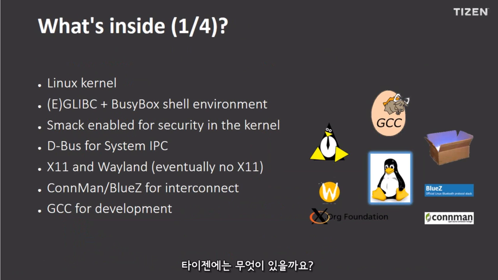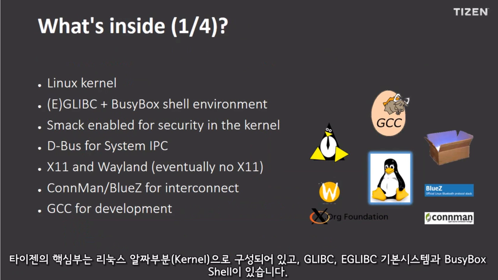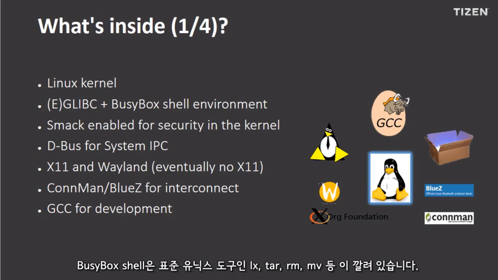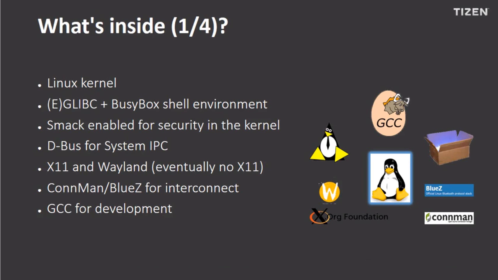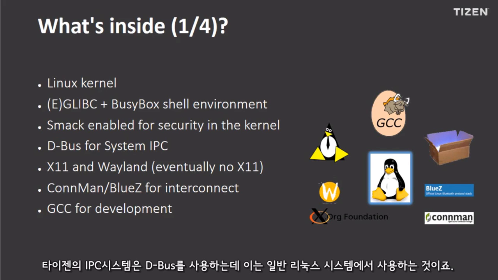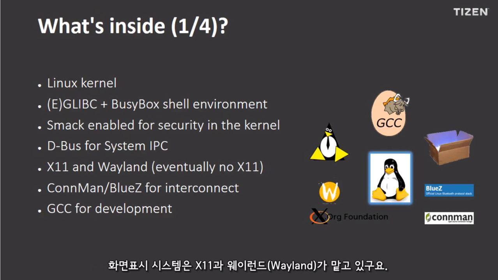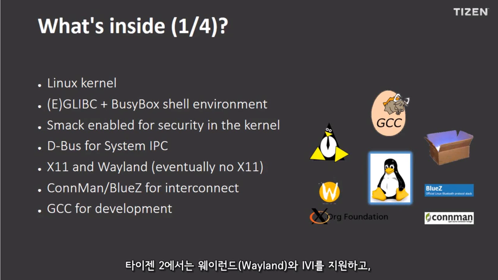So what is inside Tizen itself? Well, as I was saying, it is really a regular Linux distribution in most respects. There is, of course, a Linux kernel. It has a glibc or eglibc base system, a BusyBox shell, and BusyBox is simply something that provides all your standard Unix utilities like ls, tar, rm, mv, etc. The security in the kernel is implemented using SMACK, which is in fact something that you don't find on regular Linux distributions. Our IPC system at the core is really D-Bus, which is the same you find on normal Linux systems. The display systems today are both X11 and Wayland, with Tizen 2 supporting Wayland in IVI, and from Tizen 3 in Core Common as well.